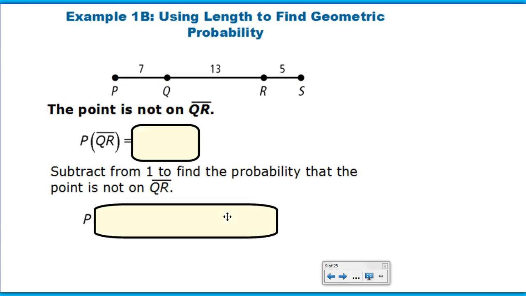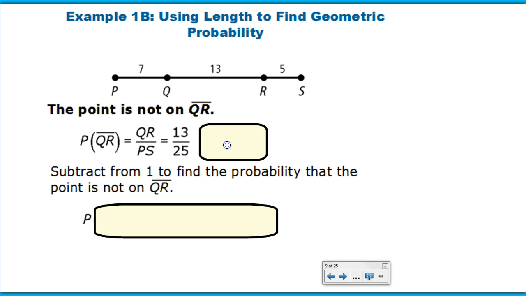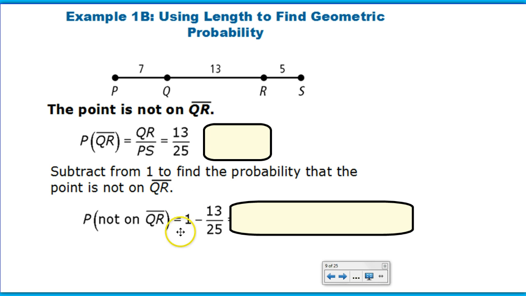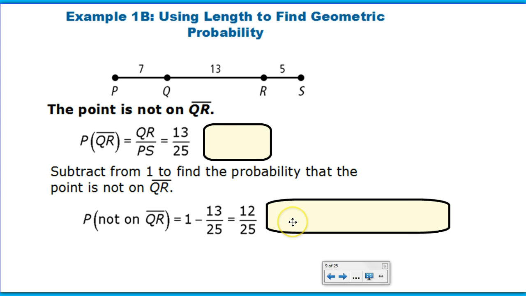How about the point is not on QR? The probability the point is not on QR would be 1 minus the probability that it is on QR, right? The probability that the point would be on QR is 13 over the entire segment, 13 over 25. So the probability it's not on QR would be 1 minus 13 over 25. We can make 1 into 25 over 25, and so we have 12 over 25. You could also have added 7 and 5 and placed 12 over 25.